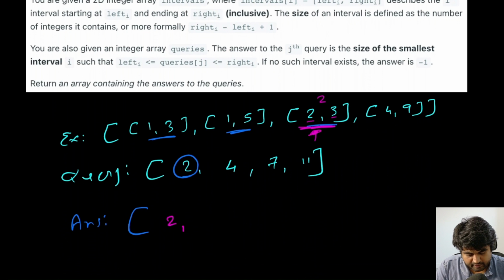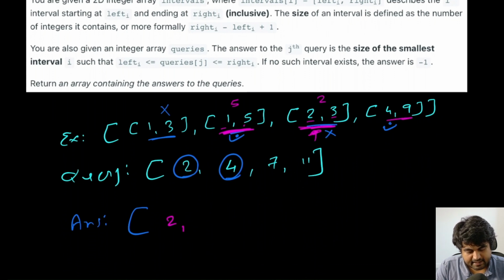Same way for query number 4. So this interval does not contain 4. This one does contain 4. This one does not, and this one does. Once again, let's compare the sizes. So the size for this interval is going to be 5 minus 1, that is 4, 4 plus 1. So basically the size is going to be 5.